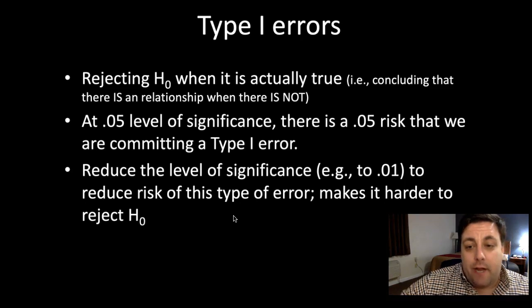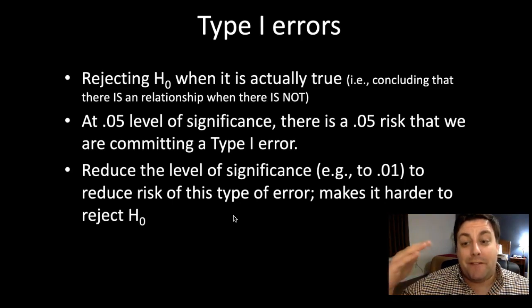If we reduce that alpha level from 0.05 to say 0.01, we're reducing the risk of type 1 error. That makes it harder to reject the null hypothesis. This is often a good thing. This is a thing we want to do, especially in health services research, where we're really trying to find out if an intervention is effective or not. We want to be absolutely certain that our intervention works. So we're willing to sort of raise the bar of our hypothesis tests, and we raise the bar by lowering the alpha. Okay.